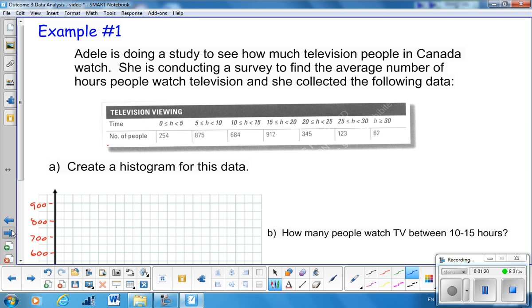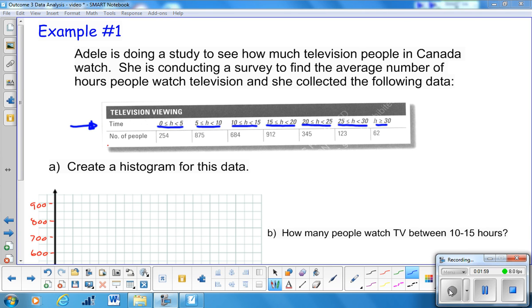Adele is doing a study to see how much television people in Canada watch. She's conducting a survey to find the average number of hours people watch television, and she collected the following data. I know that a histogram will be a good way of displaying this data because if I look at the time, everything is done in intervals. So between 0 and 5 hours, between 5 and 10, 10 and 15, 15 to 20, 20 to 25, 25 to 30, or more than 30 hours.